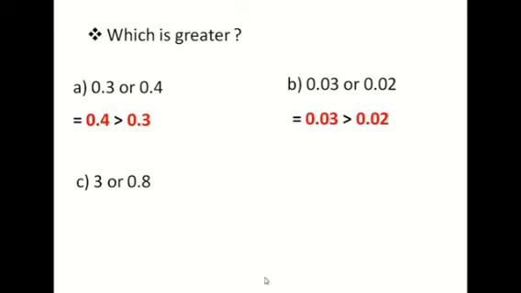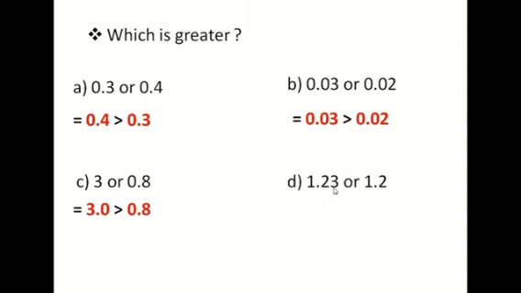Look at the question number C. It is 3 or 0.8. Which one is greater? 3 is a whole number. So if we convert it into like decimals, we can write it as 3.0. Here it is 0.8. If we compare the whole part, 3 is greater than 0. So we can say that 3.0 is greater than 0.8.